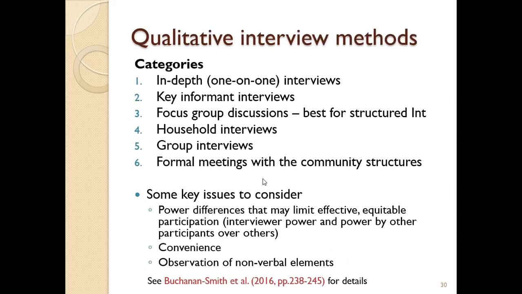Okay, so you have qualitative interview methods, which include in-depth interviews or one-on-one. You have key informant interviews, whereby you ask maybe country representatives, for instance. You have focus group discussions, whereby you gather a certain group and then you engage them in a certain thematic way of giving you information. You have group interviews, and then you have household interviews, whereby you interview household members, or those who have benefited from maybe a certain cash transfer. You have formal meetings with community structures, maybe community leaders, whereby they would give you some answers regarding certain interventions.